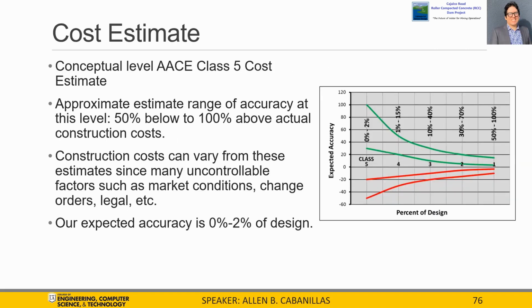Cost estimate. We are working with the Class 5 cost estimate. According to the Association for the Advancement of Cost Engineering, our range of accuracy at this level is 50% below to 100% above the actual construction cost. Now, construction costs can vary from these estimates because there are many uncontrollable factors, such as market conditions, change orders, legalities. Our expected accuracy is from 0 to 2% of the design, as you can see in the chart.